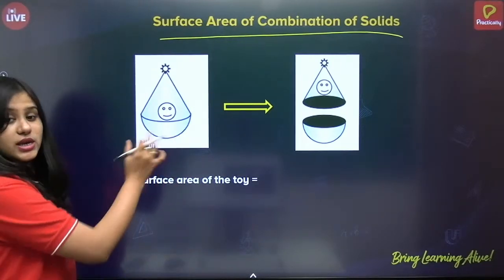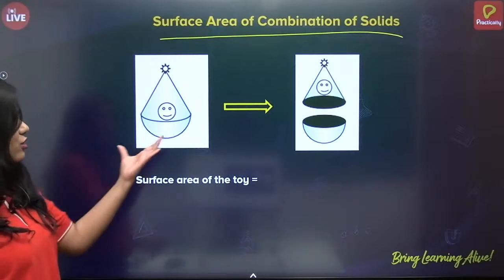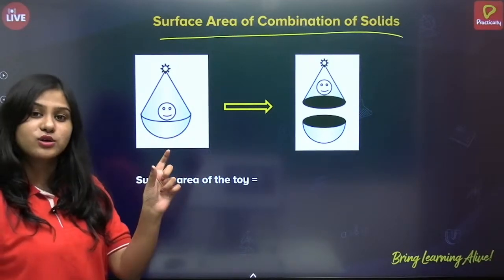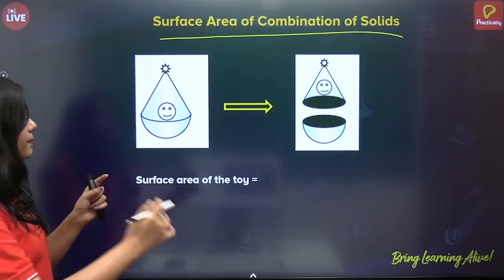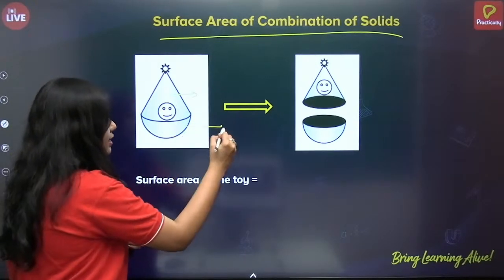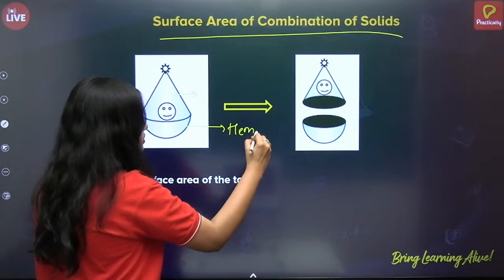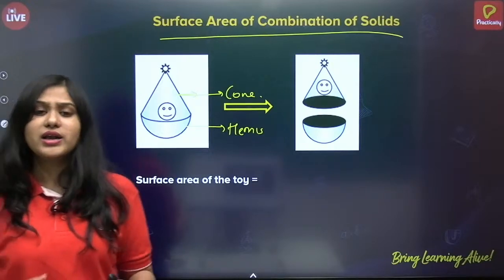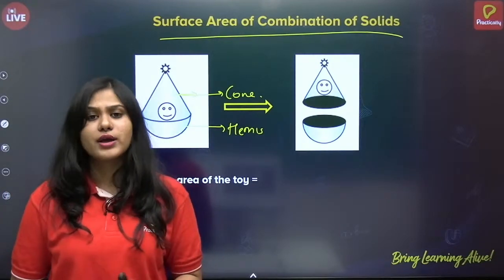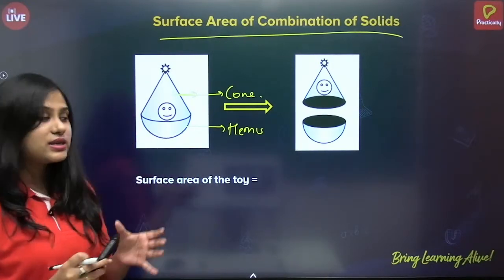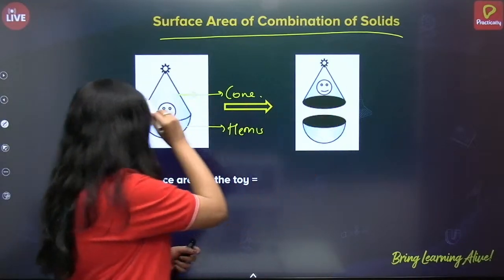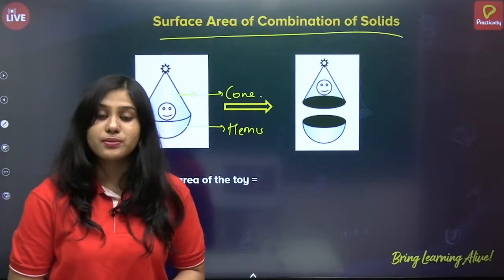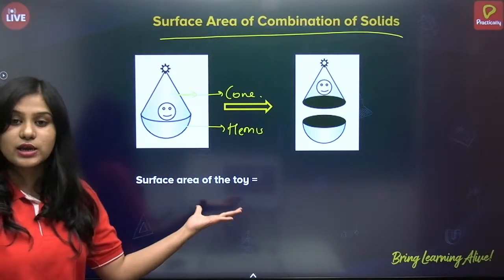So here you see a toy, right? Can you all tell me what shape it is? Does it have any shape which can be called in particular? No, right? It is the combination of cone and hemisphere. This is hemisphere and this is cone. So now I want to find the total surface area of the toy. How do I find? I can easily tell that the CSA of cone plus CSA of hemisphere is nothing but the total surface area of the toy.